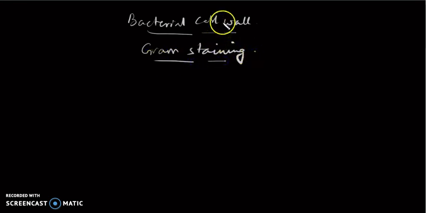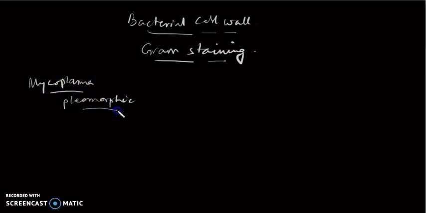What is it? Most bacteria are covered with a cell wall around them, and a few of them, like the mycoplasmas, lack the cell wall, and so they are pleomorphic in nature. That means they can change their shape. So mycoplasmas lack a cell wall, and that's why they have a changeable shape.